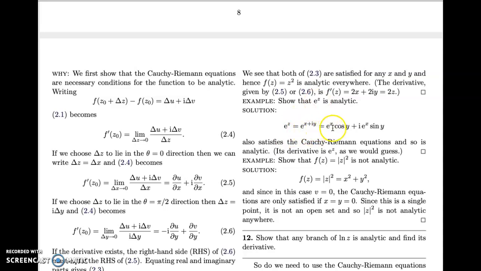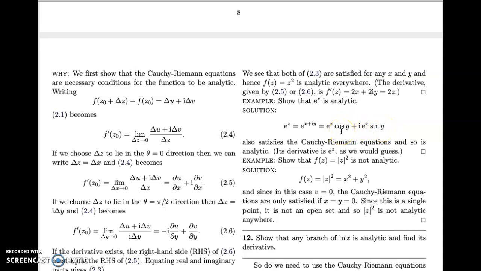Then we can split that as e to the x times e to the iy, and e to the x is real all the time, so e to the iy is cos y plus i sine y. So we split into real and imaginary parts. This is u, and this is v. So again, same thing, we do du by dx, and we get e to the x cos y, and we do dv by dy, and we get the same thing, because differentiating sine y, we get cos y. So e to the x cos y, we get the same thing.